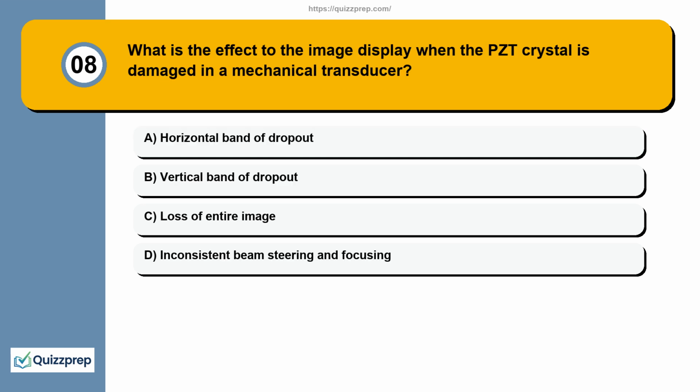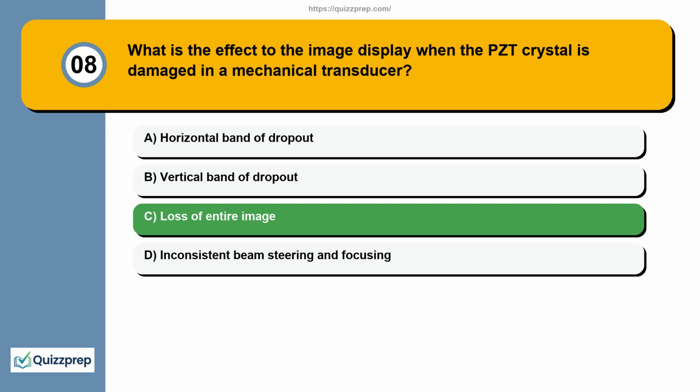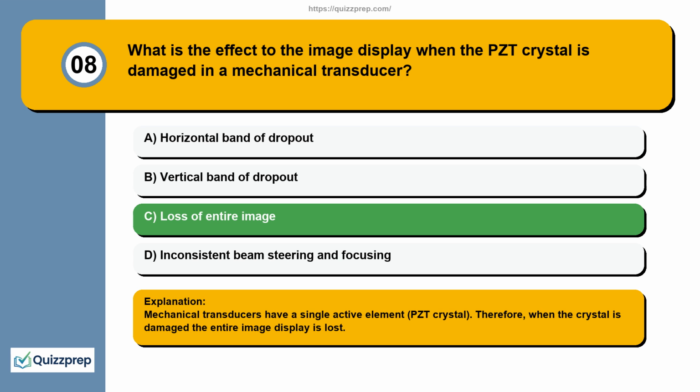Question 8. What is the effect to the image display when the PZT crystal is damaged in a mechanical transducer? Horizontal band of dropout, vertical band of dropout, loss of entire image, inconsistent beam steering and focusing. Mechanical transducers have a single active element, PZT crystal. Therefore, when the crystal is damaged, the entire image display is lost.